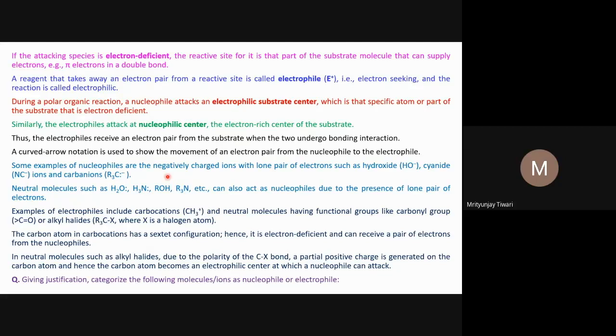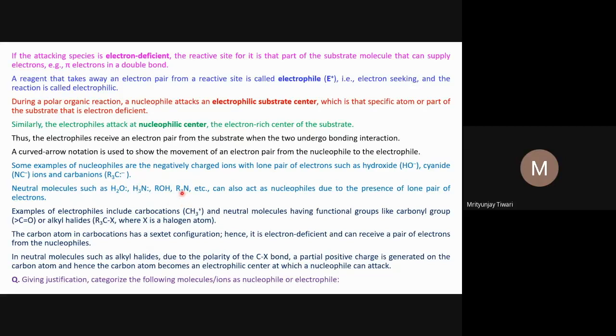And the neutral species may also behave as a nucleophile if they have a lone pair of electrons. For example, water, ammonia, alcohols. You can have ethers as well. All the three amines, primary, secondary, and tertiary amines, are electron-rich species and they behave as nucleophiles.